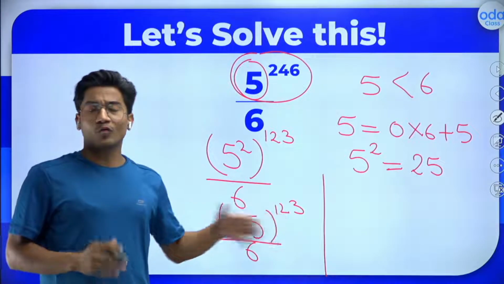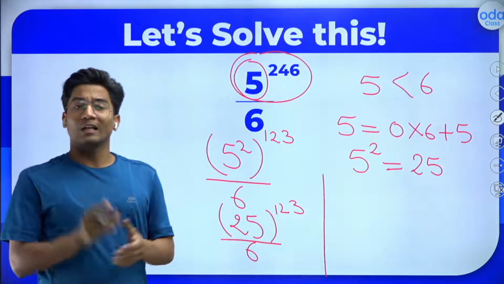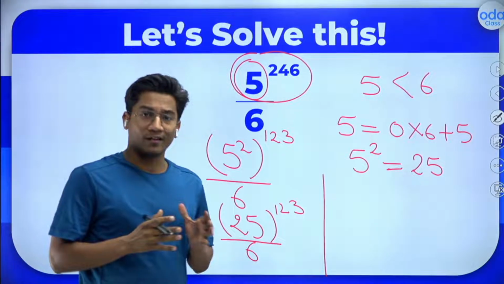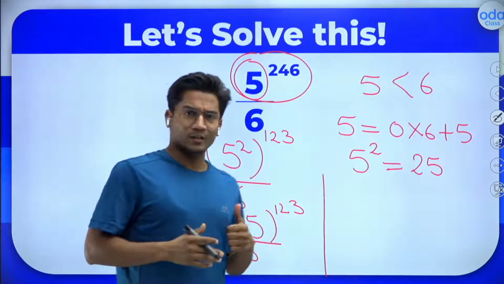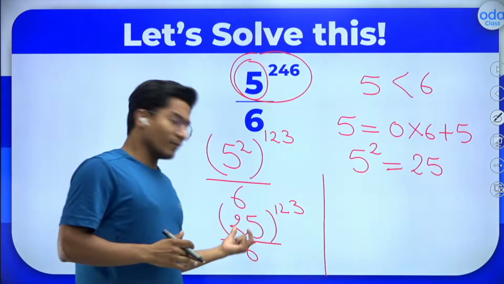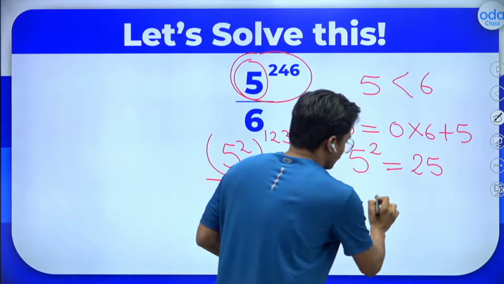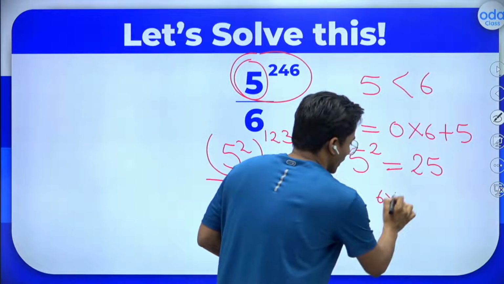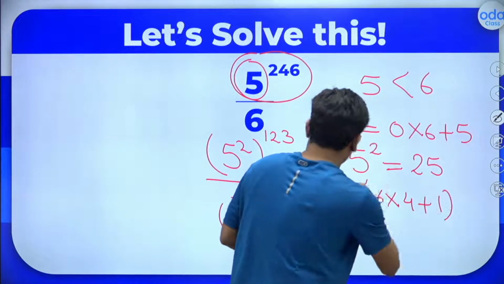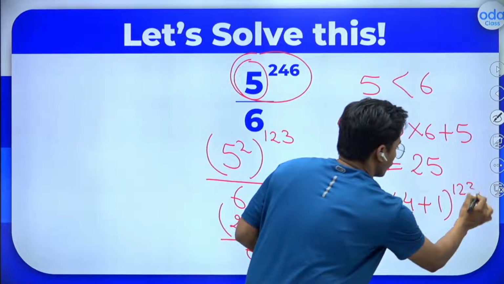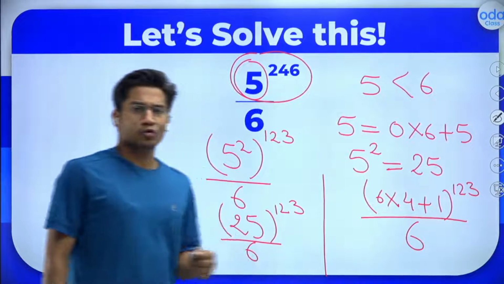Again, the same thing. We are supposed to represent 25 with the help of divisor, quotient, and remainder, right? This is a very basic thing. All of us have done this in earlier classes as well. So here we are writing 25 in the form of 6. We will be writing this as 6 into 4 plus 1, raised to the power 1, 2, 3, upon 6.